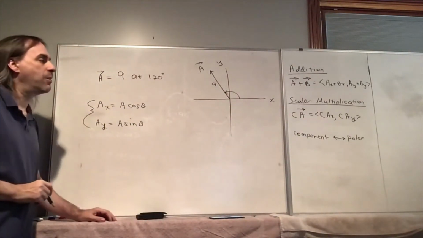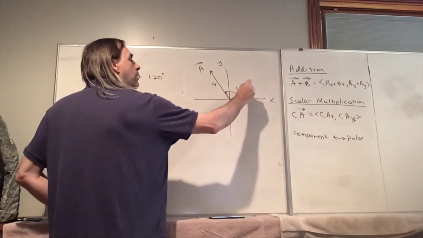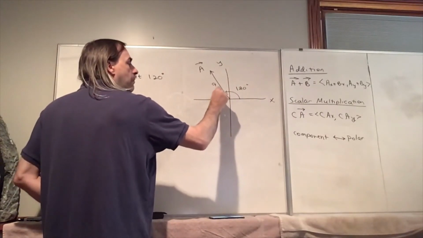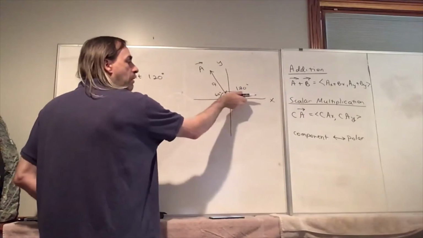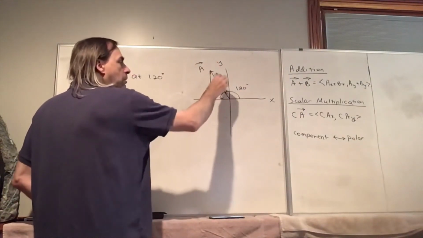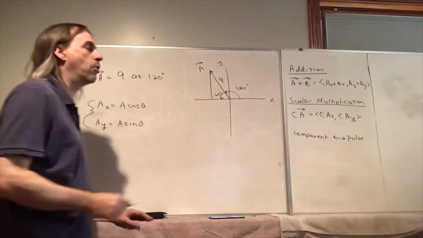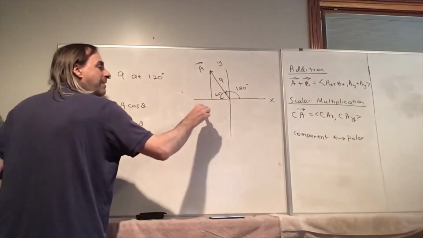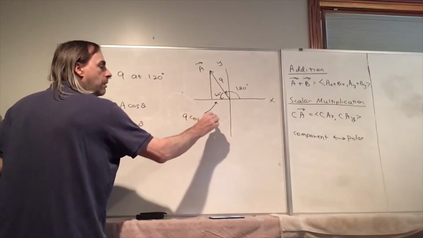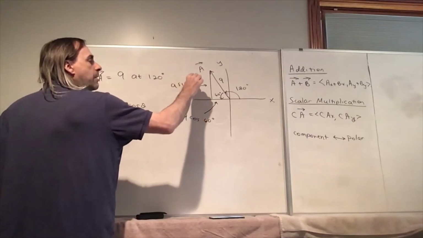Another way you can do it, though, is kind of a geometric approach. Like, say this is 120 degrees. That makes this angle 60 degrees, because you have to add up to 180, going from the positive to the negative x-axis. And so now we have this triangle with a hypotenuse of 9 and a 60-degree angle here. So we could say that this is 9 times cosine 60, and this side here is 9 sine 60 degrees.